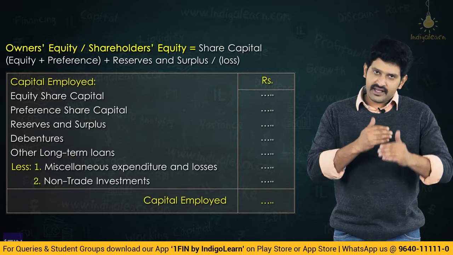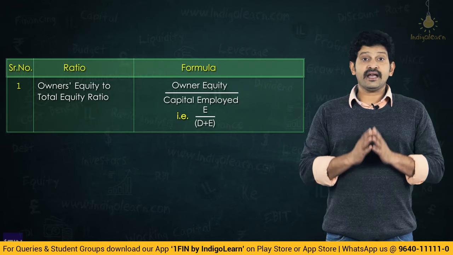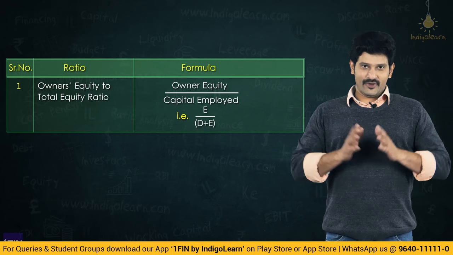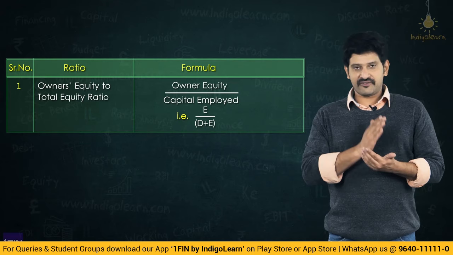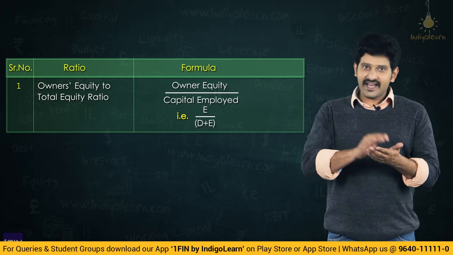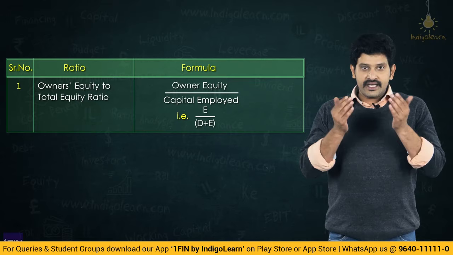Now, the first ratio here is equity ratio, that is, equity divided by debt plus equity. Equity divided by capital employed. Now, what is equity? As we just said, equity share capital plus reserve surplus plus preference share capital, divided by debt, which means long term debt, plus equity. So, equity ratio is nothing but equity divided by debt plus equity, that is capital employed.